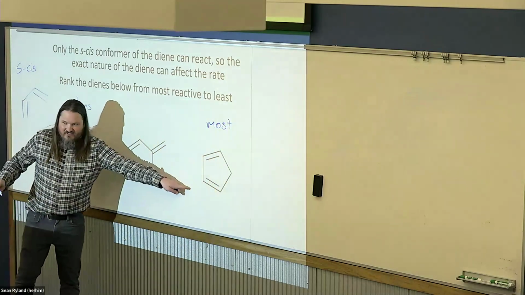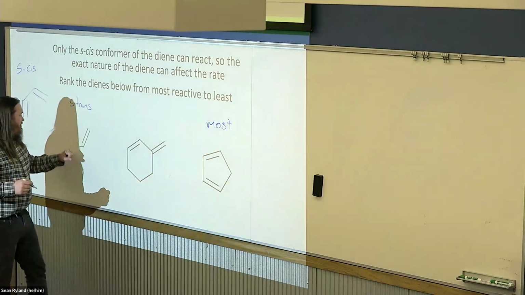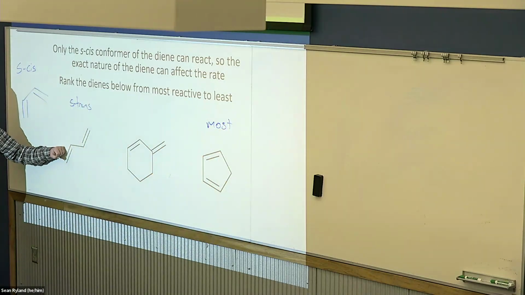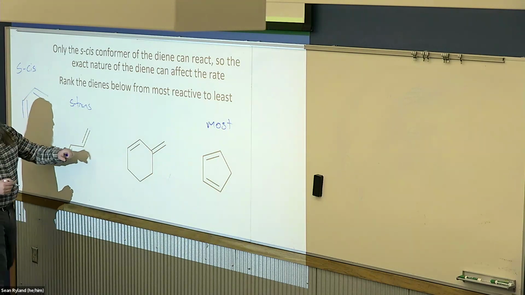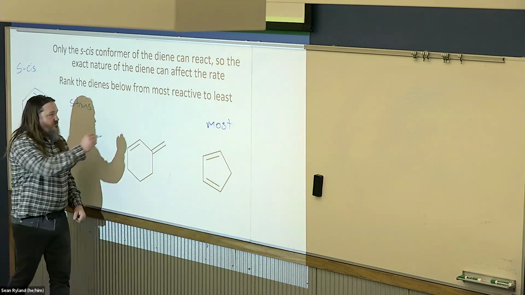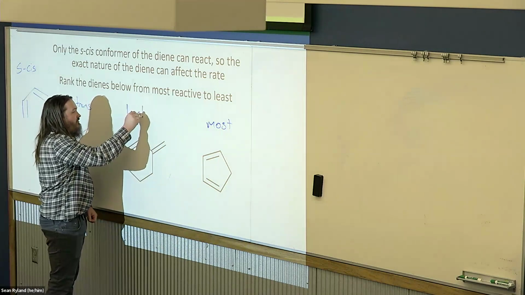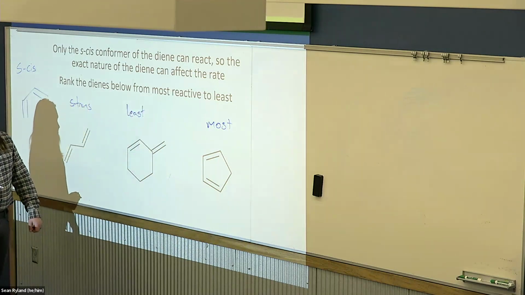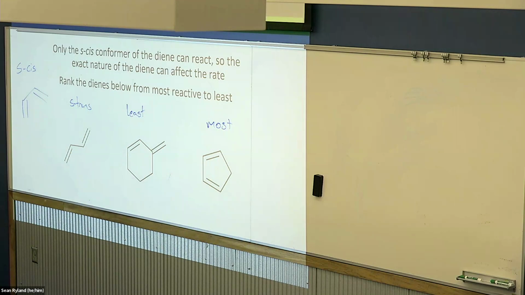Because this one's always S-cis. This one's S-cis some of the time. And this one's never S-cis. So least or even non-reactive in terms of Diels-Alder. We can't get that one to go through a Diels-Alder.